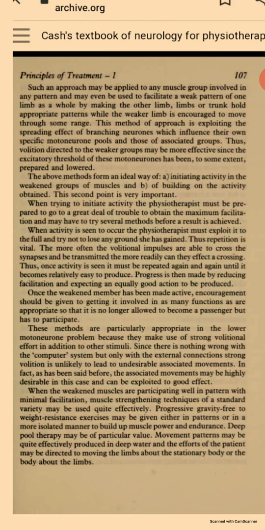Thus, volition directed to the weaker groups may be more effective since the excitatory threshold of these motor neurons has been to some extent prepared and lowered. The above methods form an ideal way of initiating activity in the weakened groups of muscles and of building on the activity obtained. The second point is very important.